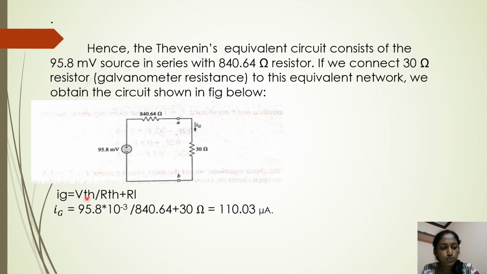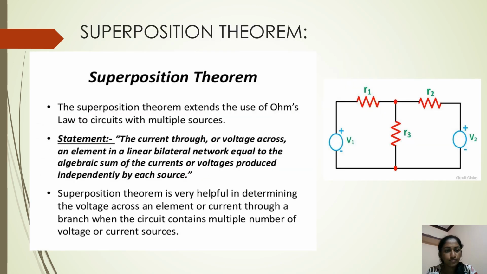Then Ig is equal to VTH divided by RTH plus RL. Ig is equal to 95.8 into 10 to the power of minus 3 divided by 840.64 plus 30 ohm. Then we finally got the Ig value, which is the current passed through the galvanometer, that is equal to 110.03 microampere. Now let's go to the superposition theorem.